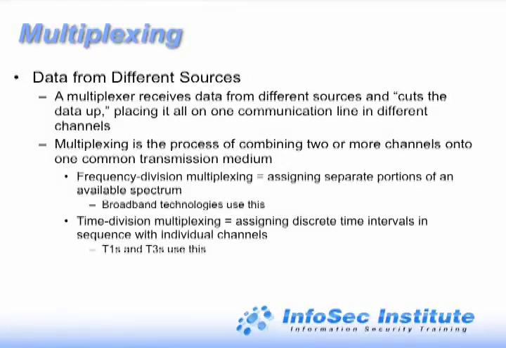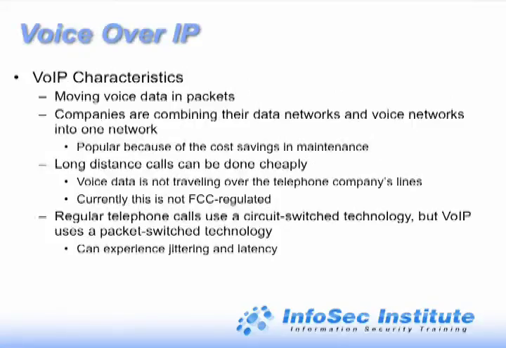Multiplexing, basically data from different sources. A multiplexer receives data from different sources and then cuts the data up and then pushes it to where it needs to be in specific channels. Multiplexing is the process of combining 2 or more channels into one common transmission medium.